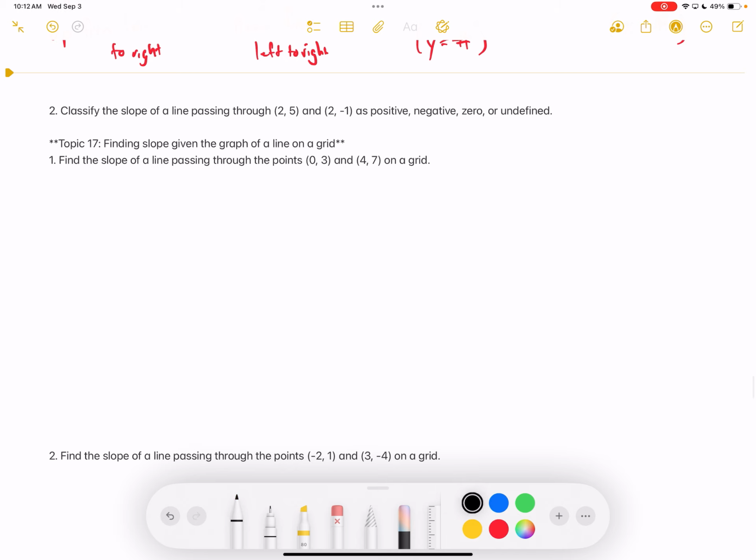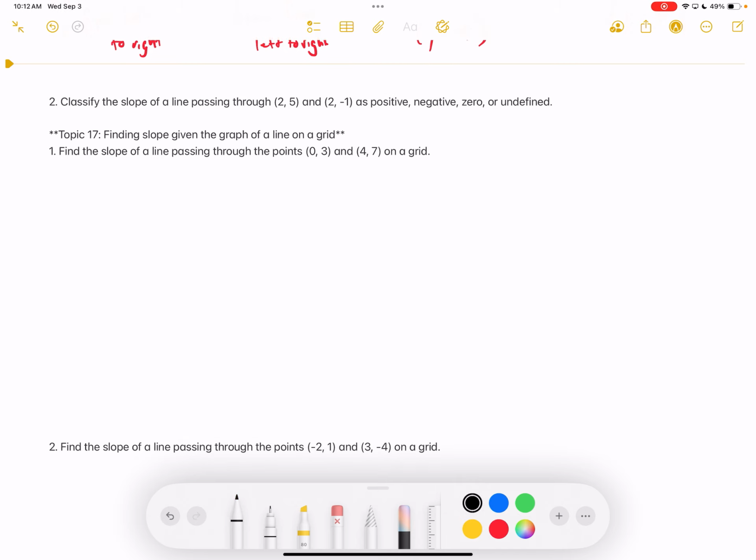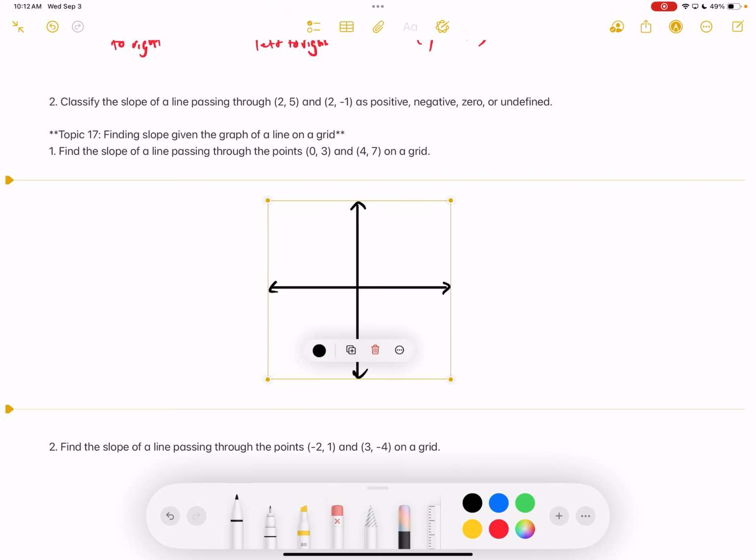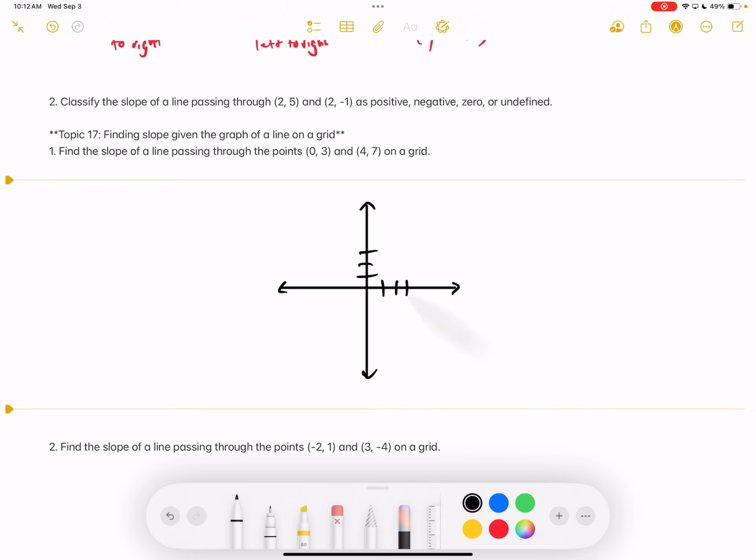All right, finding a slope when you have points on a grid. This one is kind of hard to do by hand, so we'll do the best we can. I should have pulled a picture from online. 0, 3, 4, 7. Okay, so they give us this picture right here, and it says, what's the slope?